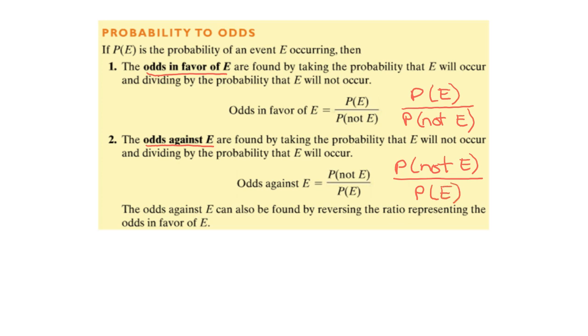So if you take a close look at both of these ratios, you can see that they are reciprocals of one another. So if we go in and we find the odds in favor of the event and we get our answer as a fraction, all we have to do is to reverse the fraction, take the reciprocal of it, and you will have found the odds against E.